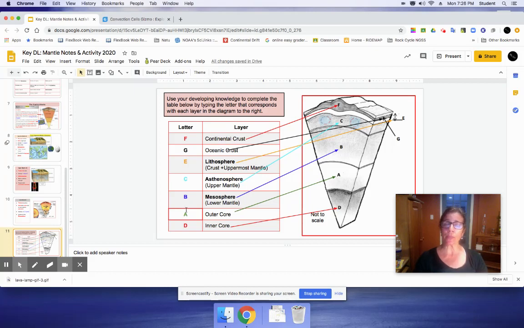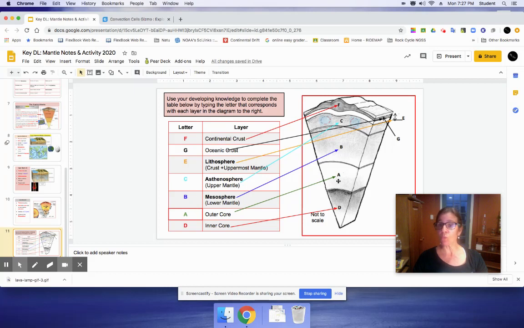The answer key, I'm actually going to work backwards. I'm going to work from the inside of planet Earth and work my way up because sometimes it's easier to really look at the planet that way, from the center to the surface. So at the center of planet Earth, for letter D, we are at what's called the inner core. Right above the inner core is a section of the planet called the outer core. And we're going to talk about the differences between the two next week very briefly. But in general, inner core is solid, outer core is liquid.